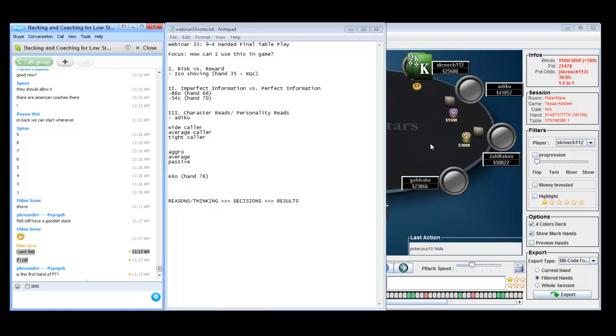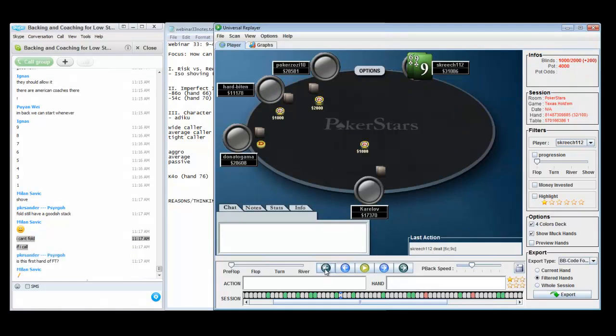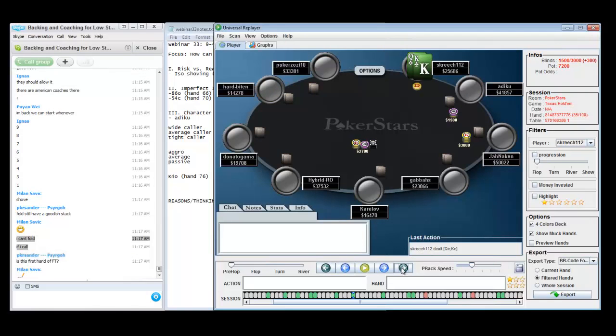I can't fold if I call. Oh, I see. Okay. This is not the first hand of the final table. It is the 1, 2, 3, the third. So essentially the first hand, but not necessarily.